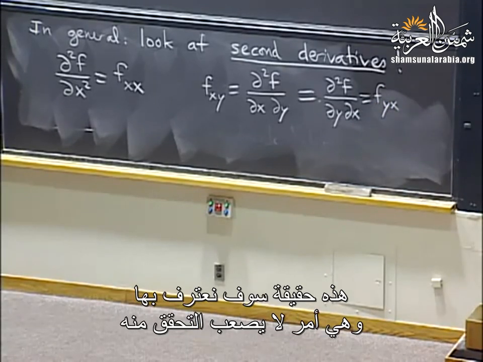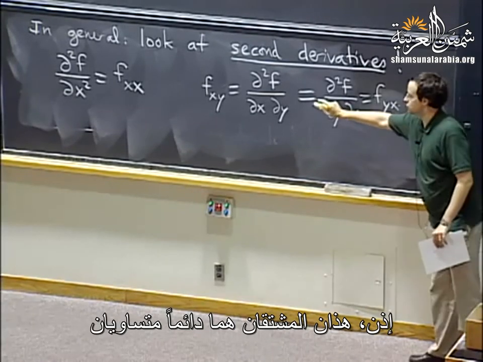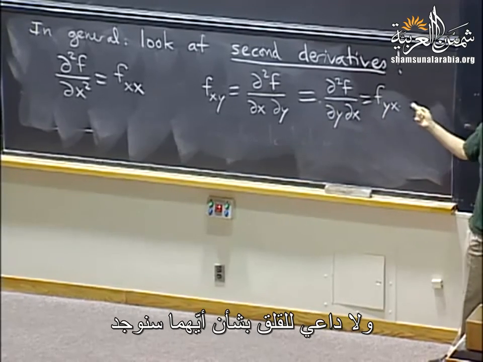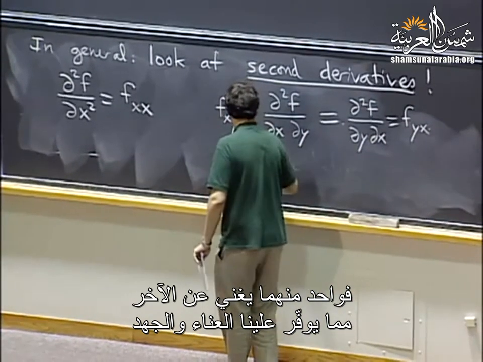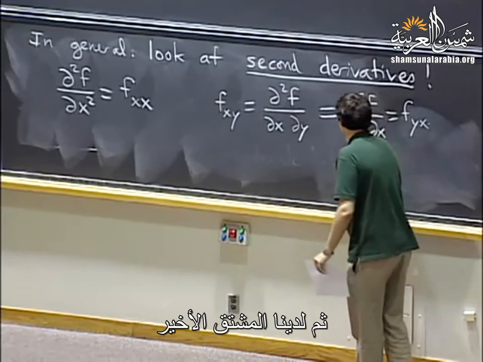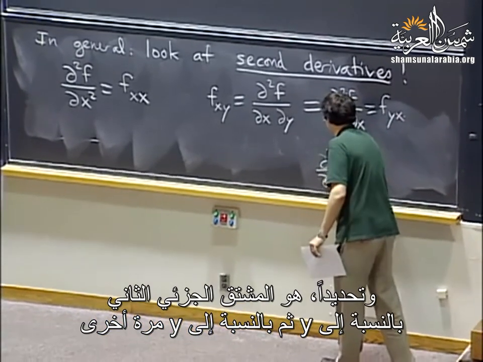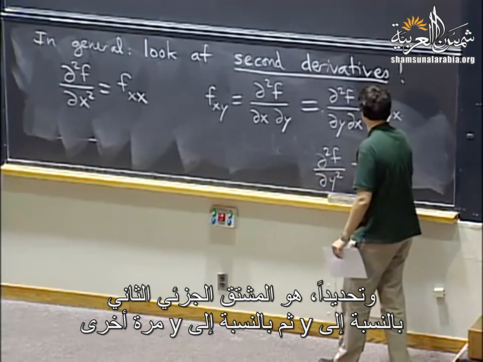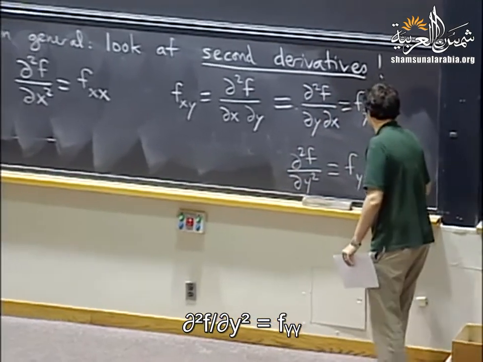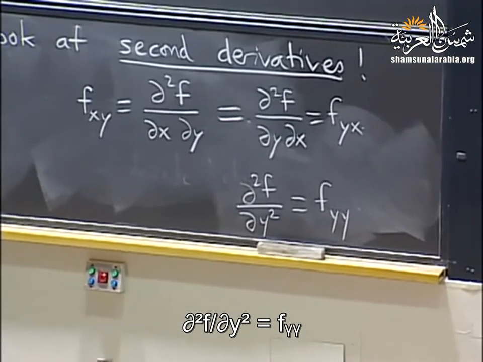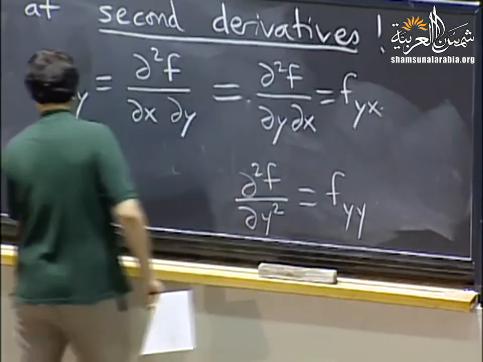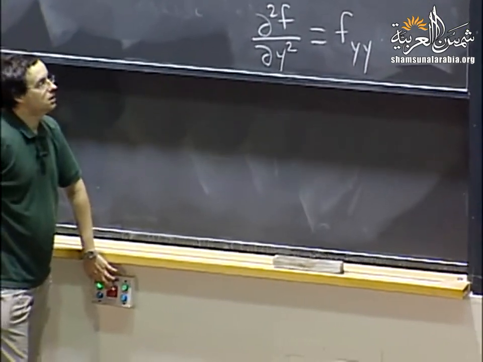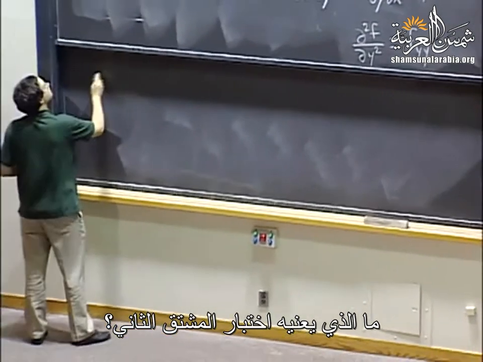Okay, so it's a fact that we will admit. It's actually not very hard to check. But so these are always the same. We don't need to worry about which one we do. That's one computation that we won't need to do. We can save a bit of effort. And then we have the last one, namely the second partial with respect to y and y, f sub yy. Okay, so we have three of them. So what does the second derivative test say?